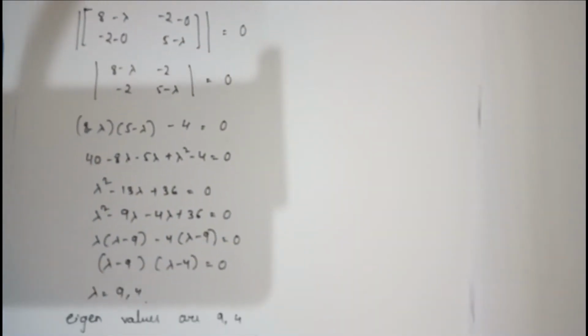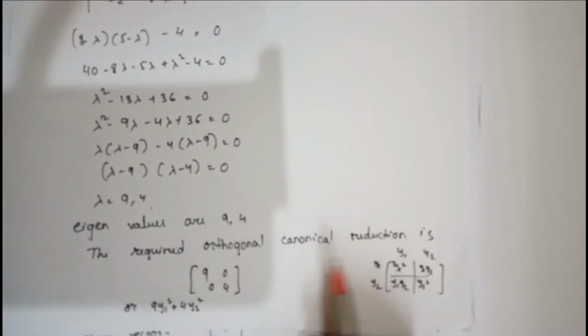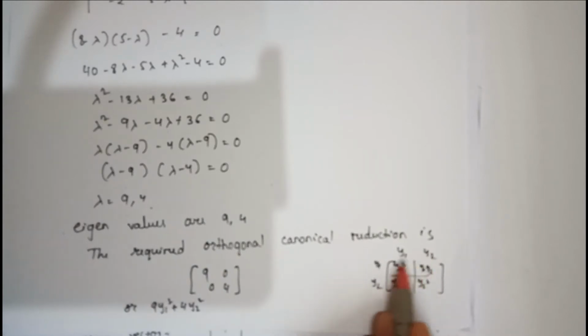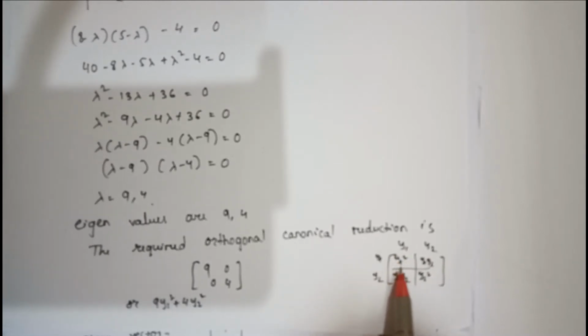So what do we mean by orthogonal canonical reduction? I already told you that canonical means the values of lambda will be the diagonal elements. So here 9 and 4, I just wrote 9 and 4 and the others are 0. How can I represent this? Look, I took y1 and y2 as two other variables. If I represent it like this, y1, y2 and y1, y2, this will be y1 square and y2 square. Whatever the coefficient is here is of y1 square. So 9 y1 square and 4 y2 square. This is my orthogonal canonical reduction.